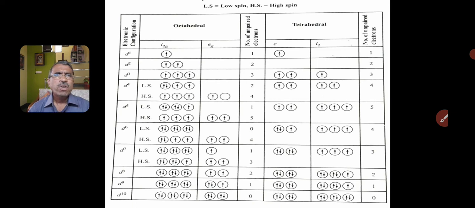In case of tetrahedral complex, we have only one type, that is the high spin type. That is, for d4 system, we have 4 unpaired electrons. For d5 system, we have 5 unpaired electrons. For d6, d7, d8, d9 and d10, we have 4, 3, 2, 1 and 0 respectively.